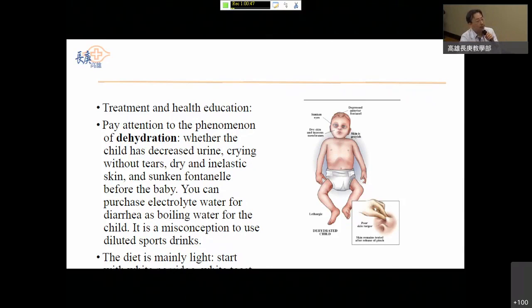And for this type of situation, what can we do, okay? We can give electrolyte water to a child with dehydration. This is a specially made drink for the child, okay? But always remember, do not use diluted sport drinks, because diluted sport drinks are not the same as electrolyte water, okay? Keep that in mind. And always keep in mind too, the diet needs to be light, okay? Don't give a very oily or rich diet.